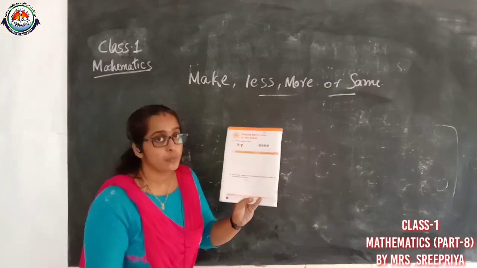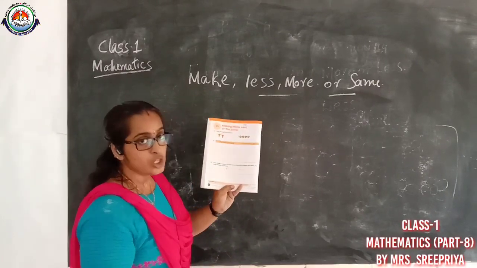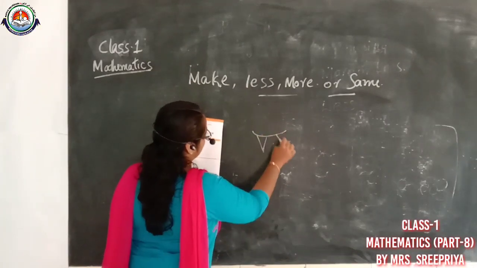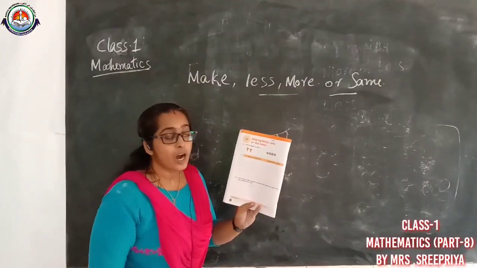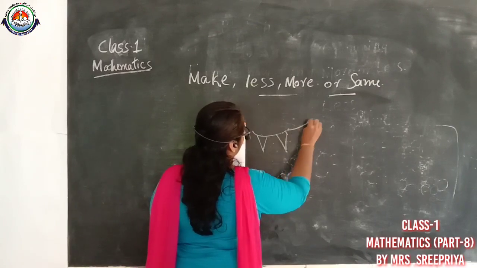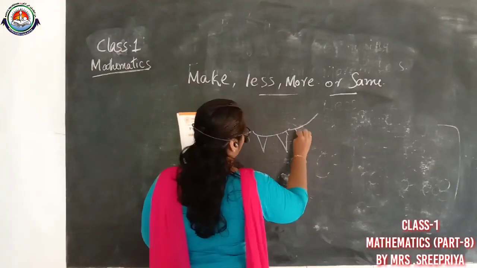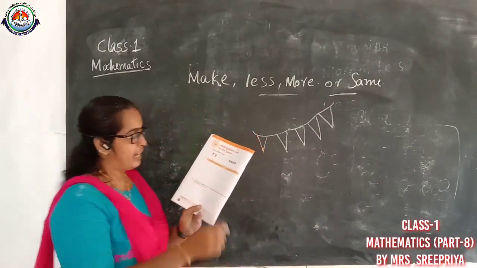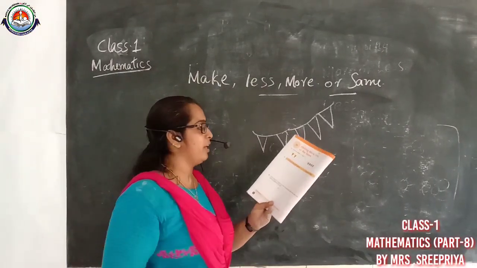The question is, draw the objects to make 5. Here how many are there? 1, 2. No, we need to make it 5. How can we make it 5? We need to draw more. Very good. 2 are already there, so we need to count after 2. That means 3, 4, 5. Understood? Yes, now we made it 5. Finish. Very good. Well done.